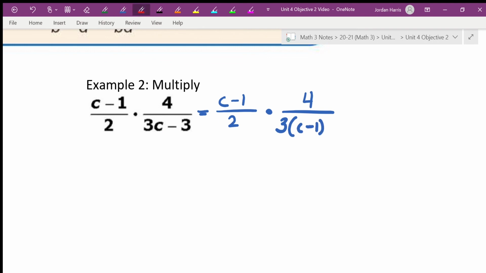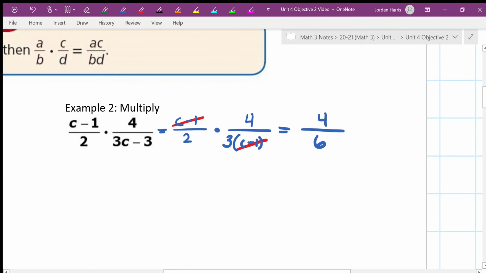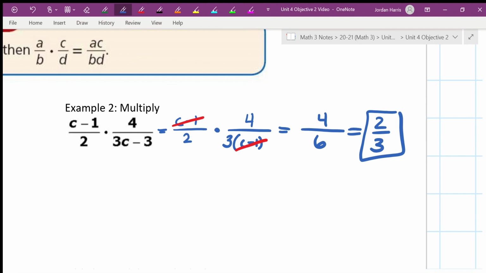And remember, pluses and minuses are like glue. You can only simplify if the whole thing is the same. So c minus 1 is the same, simplified. So I end up with just a 4 left on the top, 2 times 3 on the bottom. Oh, I missed one. I should have simplified the 4 and the 2, but I can do it now. So notice you can simplify at the end as well. But if you simplify as you go, it makes life a lot easier. So that one simplifies to just 2/3.